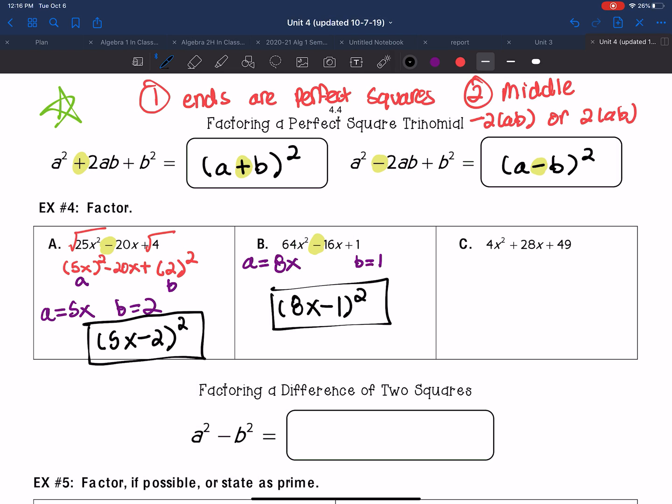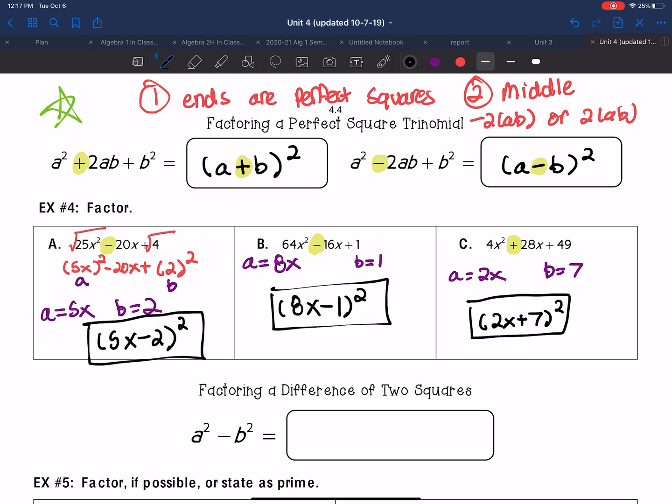Last but not least, we have 4x squared plus 28x plus 49. The ends are perfect squares, and the middle will multiply to the A and B times positive 2. What I want you to recognize here is that we have a positive, so that means we're going to be using the first formula, okay? And then I'm going to figure out what A and B are. So if I take the square root of 4x squared, I know that A is equal to 2x. Then if I take the square root of 49, I know that B is equal to 7. So I can plug those into that first formula because, again, I have a positive. So this is going to turn into 2x plus 7 squared.